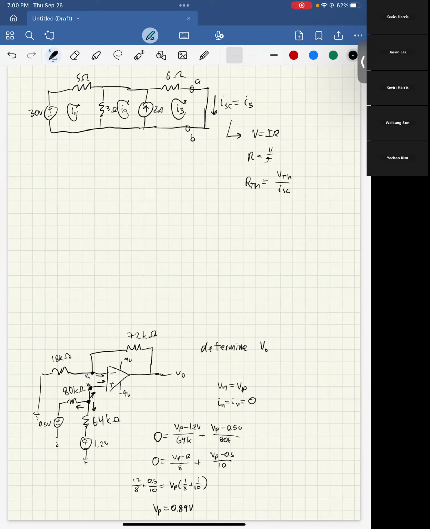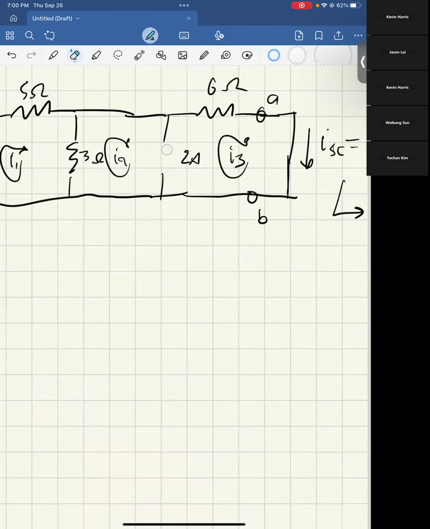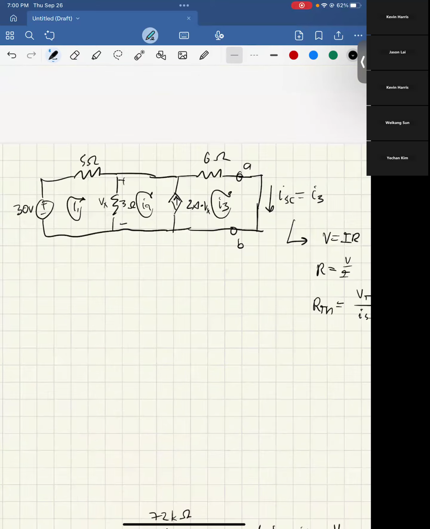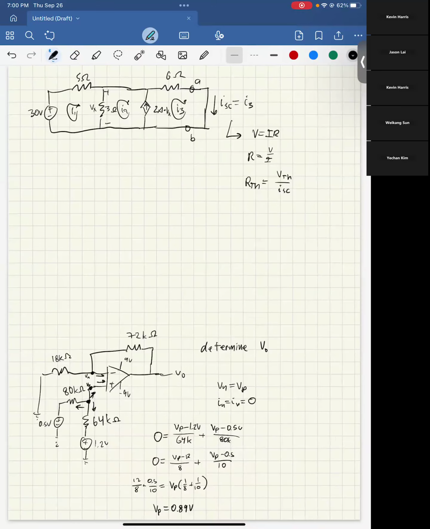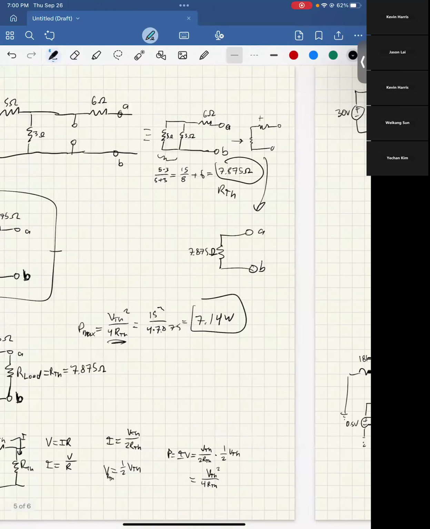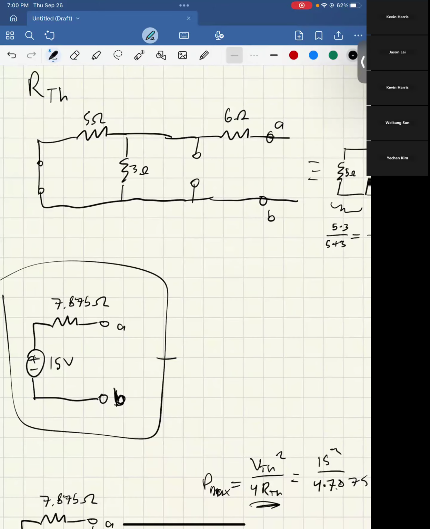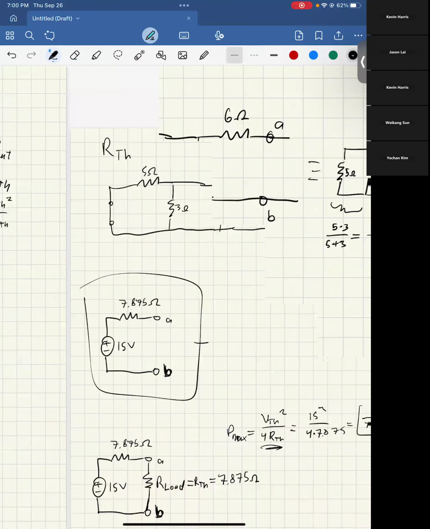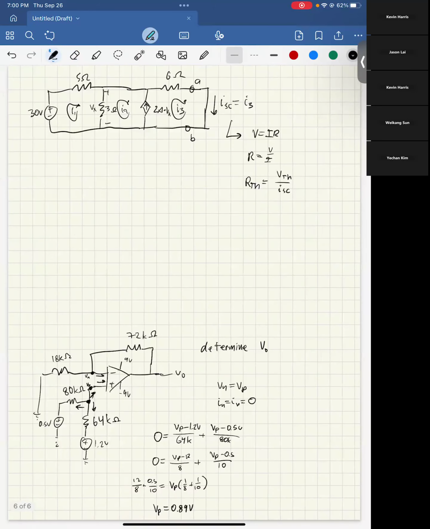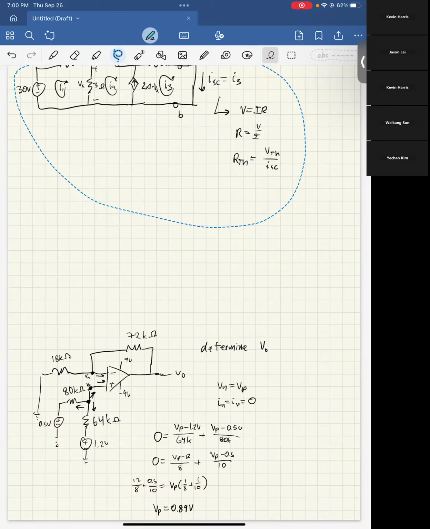You have to do this method if your circuit has a dependent source somewhere. So this circuit was like 2 amps times VX, and this was VX or something. Then you cannot do the method where you just remove the sources, because you can't neutralize a dependent source like that. It's just not something you're allowed to do. So I'll just move that up there a little bit.